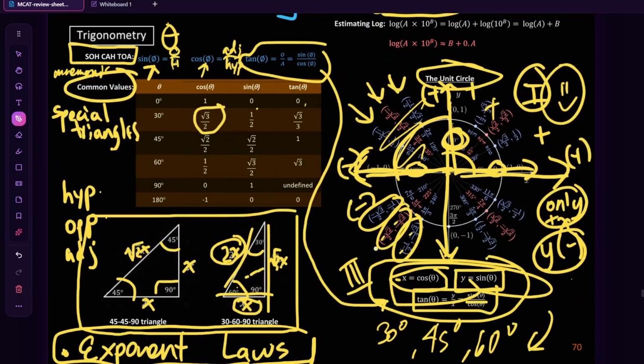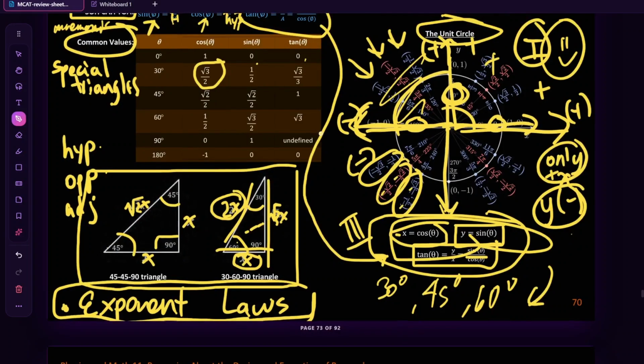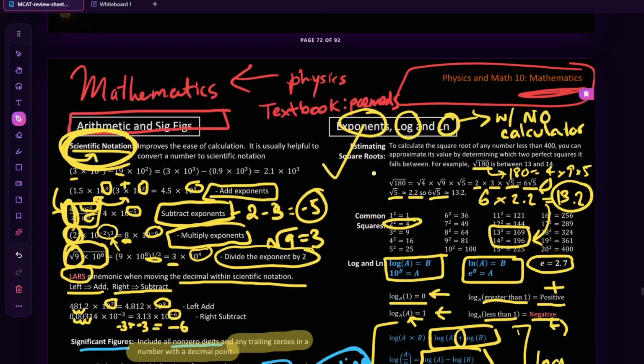Okay, so that's the math review. Now I can actually move on to the actual physics stuff. And we'll move on to chapter 1 of physics. So I'll put a check mark on this. Yay. All right.